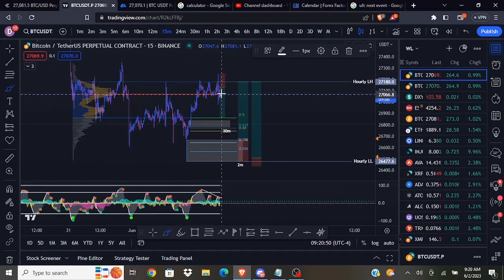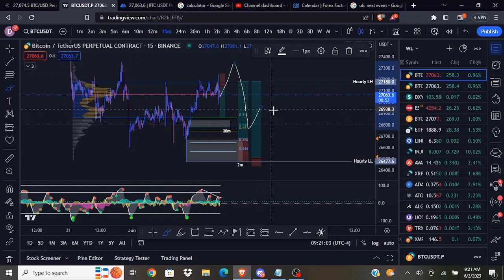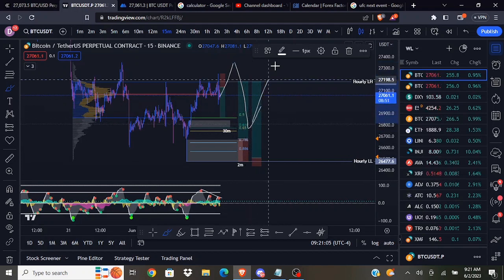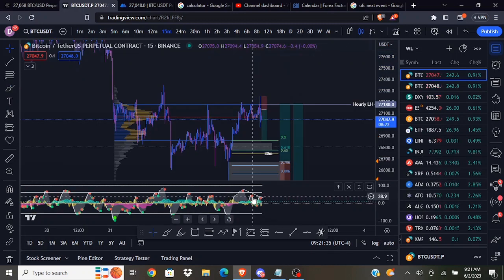If this doesn't end up working out and we get a move back above this high, and if we start closing above this hourly lower high, then we have officially broken structure. We have broken the downtrend, and then if we come back down, we can expect that we might put in a higher low somewhere to continue an uptrend. So as of right now, that's pretty much what I'm looking at.